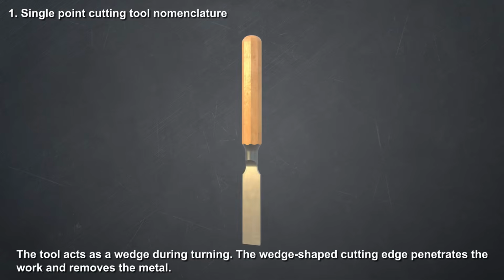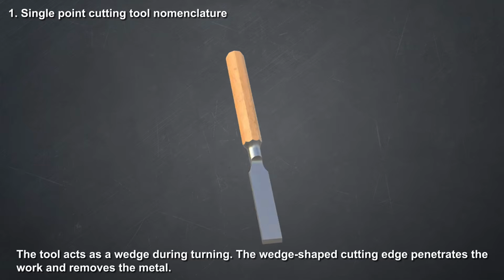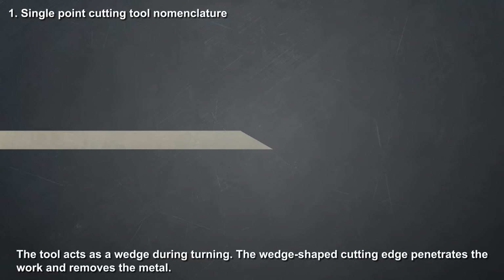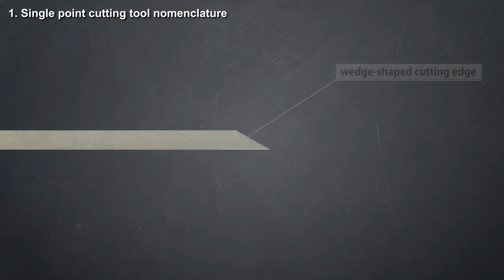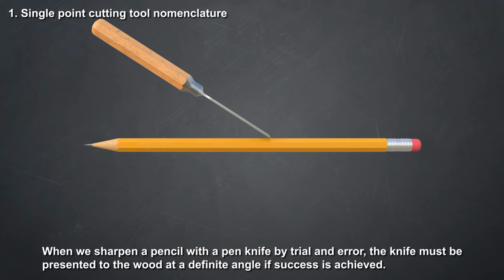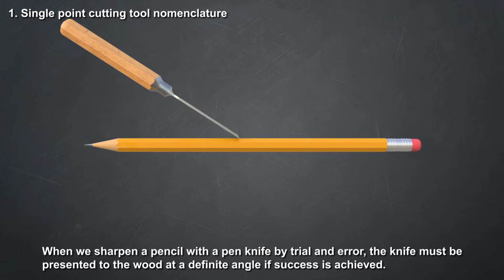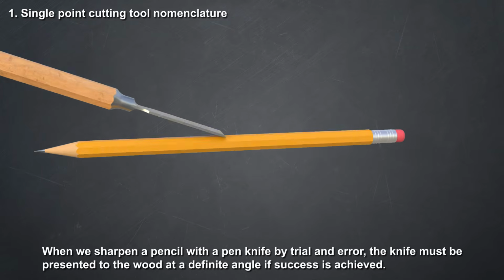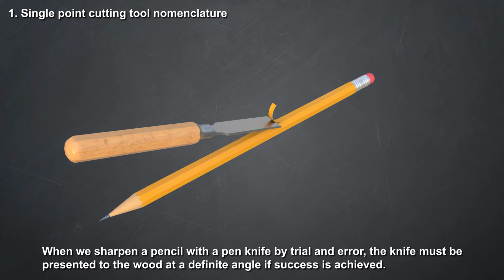Single point cutting tool nomenclature. The tool acts as a wedge during turning. The wedge-shaped cutting edge penetrates the work and removes the metal. When we sharpen a pencil with a penknife by trial and error, the knife must be presented to the wood at a definite angle if success is achieved.